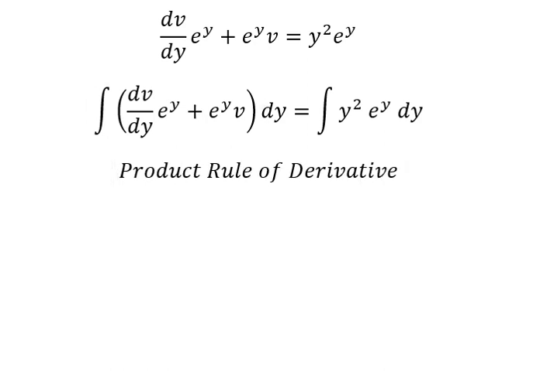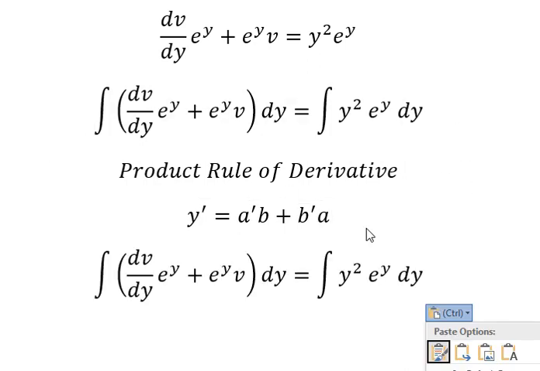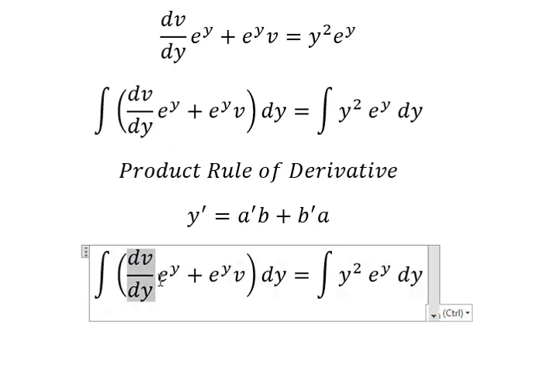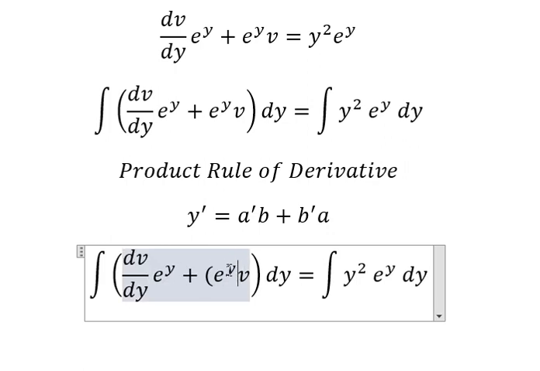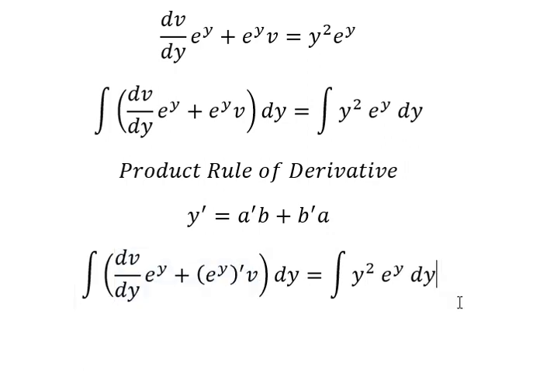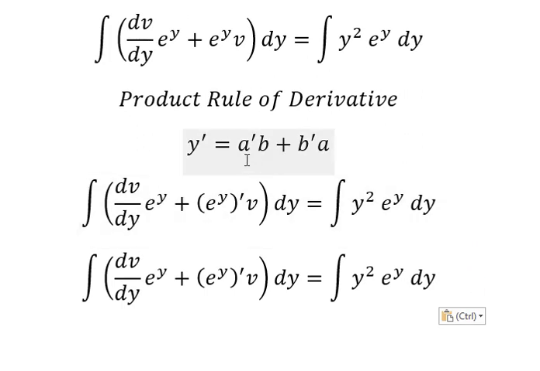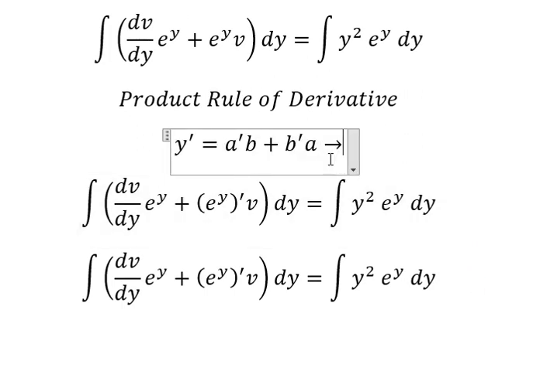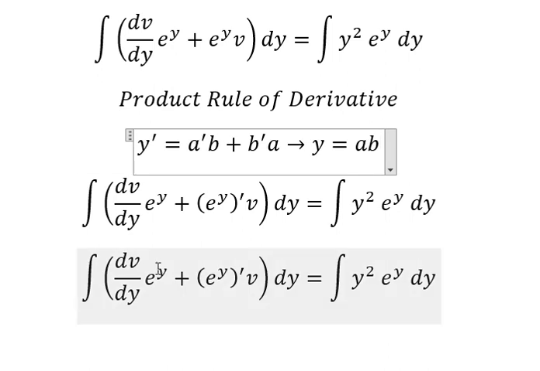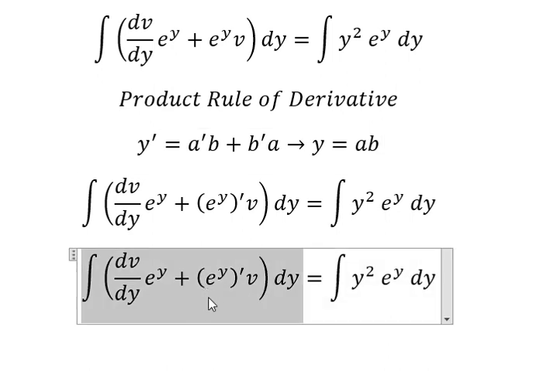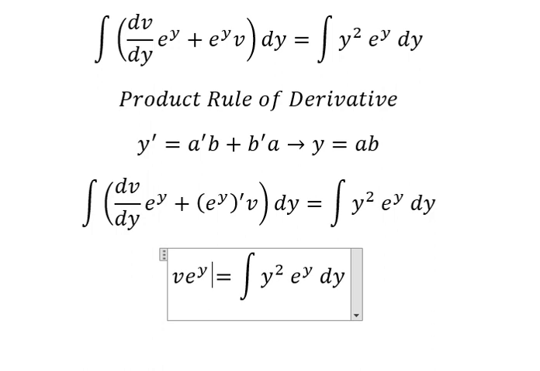So we have the first derivative of y equals the first derivative of a multiplied by b plus the first derivative of b multiplied by a. So we have the first derivative of a multiplied by b. This one we have the first derivative of b multiplied by a. So the integration of this one, we have y equals ab. So the integration of that one, we have v e to the power of y.